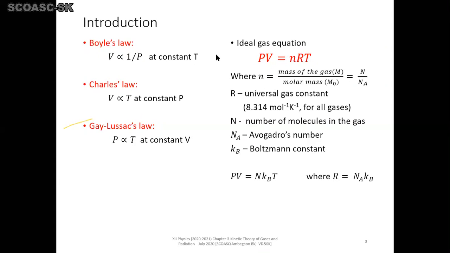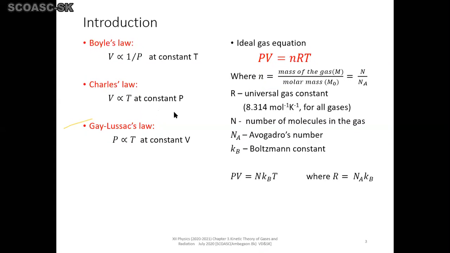Then what did Charles have to say? That when the pressure is constant, the volume is directly proportional to the temperature. Then the third law that we are going to talk about is Gay-Lussac's law. Again, we are going to keep the volume constant in this case. And what did Gay-Lussac have to say? That when the volume is constant, the pressure is directly proportional to the temperature, right? All of you know these 3 laws, right?